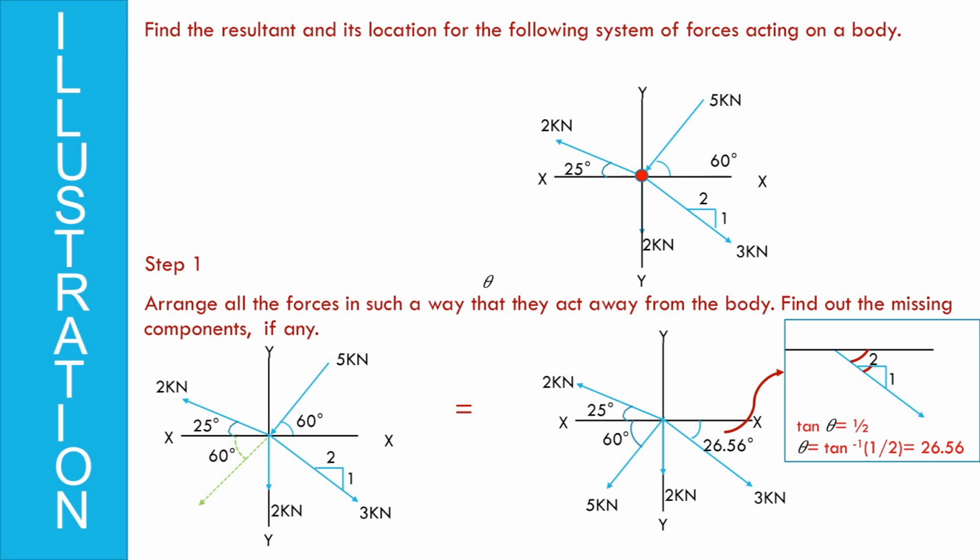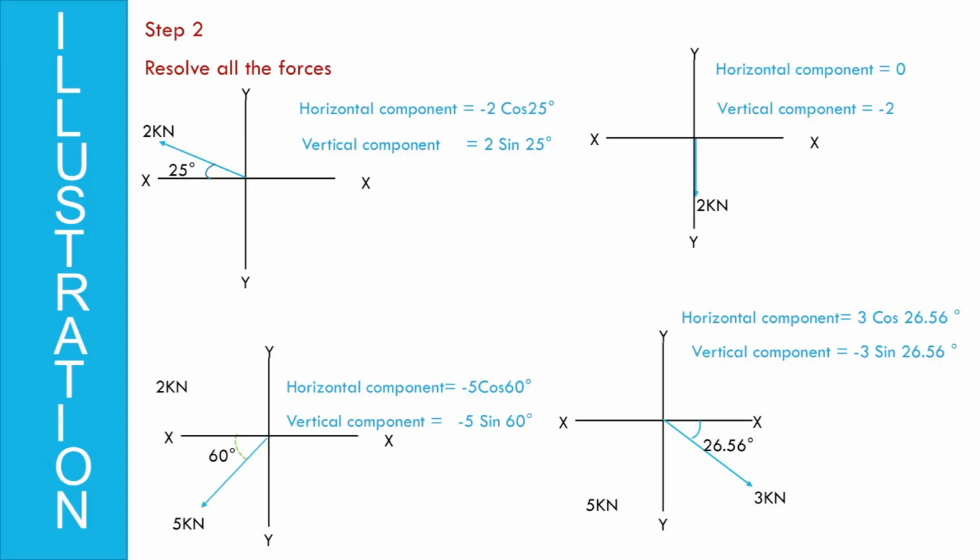So, tan theta is equal to opposite by adjacent. So, it is 1 by 2. So, theta is nothing but 26.56. So, 26.56 is the angle that it makes for the 3 kilonewton. Now, we have made all the forces as they are pulling away from the object and all the angles are known. Now, we will go into the part of resolution.